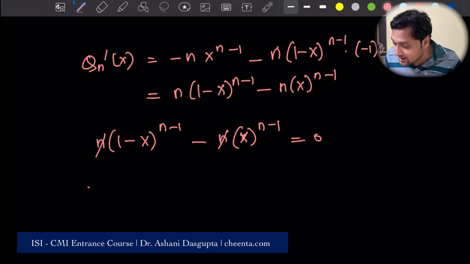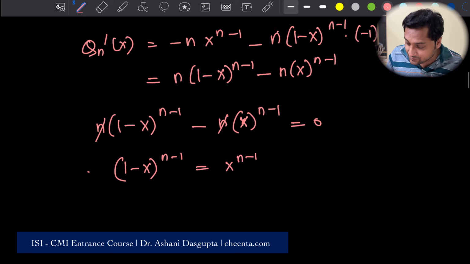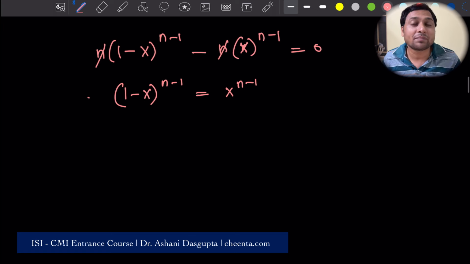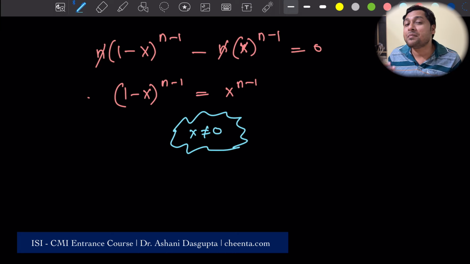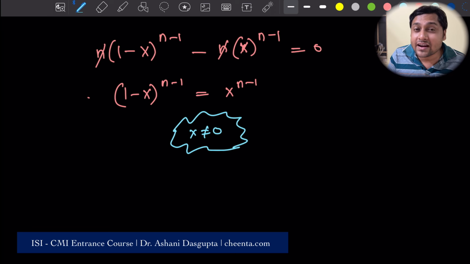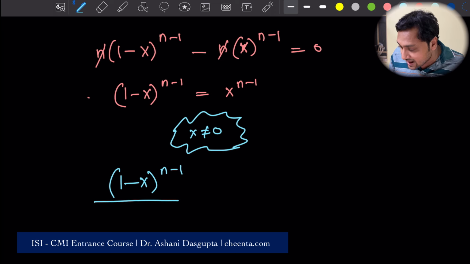So (1 minus x)^(n-1) is equal to x^(n-1). I can divide by x^(n-1) because, and this is a conceptual point, x is not 0. I am assuming that x is not 0 because I already know what's happening at x equal to 0. The function is 0, right? 0 is a root of the function. So I'm only investigating what's happening at x not equal to 0. So you have to be very careful about these things. So once you have this, you can actually divide by x^(n-1) and get this to be 1.